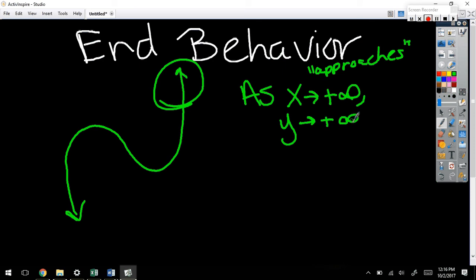Wait, how is x? X is left and right, y is up and down. As you look right, the picture's going up. But why isn't it facing down? There's 2 ends here. This is one of the ends. Now we'll describe the second end in just a second. It should have 2 parts to it.